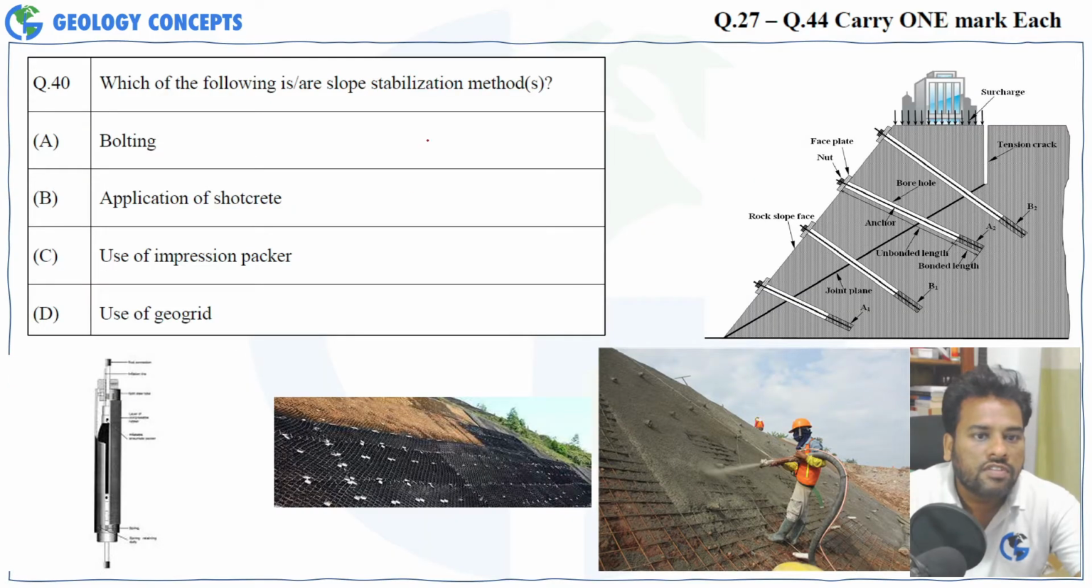Moving on, which of the following is or are the slope stabilization methods? Bolting can be used as a slope stabilization method like this. Application of shotcrete, as you can see here in this figure, the shotcreting is done to make the slope stable. Geogrid can also be used. As you can see here, the grid is applied over the unstable slope so that it doesn't go off. So this is a protection, stabilization method. Impression packer is not used for slope stabilization. It is just used to get the impression of fractures by putting a wax around the borehole. So this is not a slope stabilization method. The answer will be A, B, D in this case.